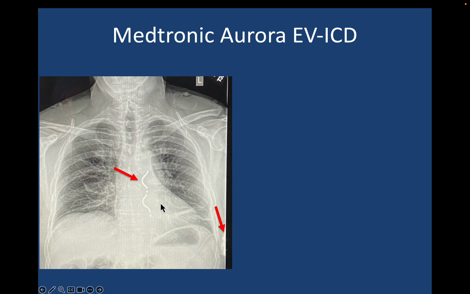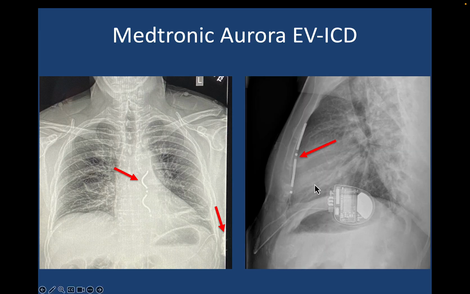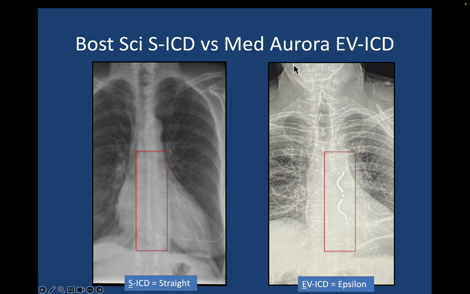Now, if you're not sure whether this is an Aurora EV-ICD or a SICD, just look at the lateral film and you can see how this is below the sternum, intrathoracic, as opposed to over here, which would have been the case with the SICD. And if you look at these two side by side, you can see the straight lead for the SICD and you can see the S-shaped lead for the EV-ICD.